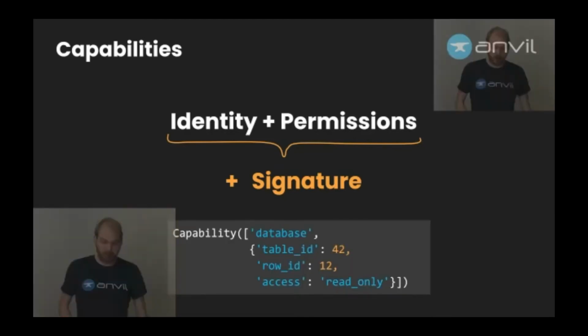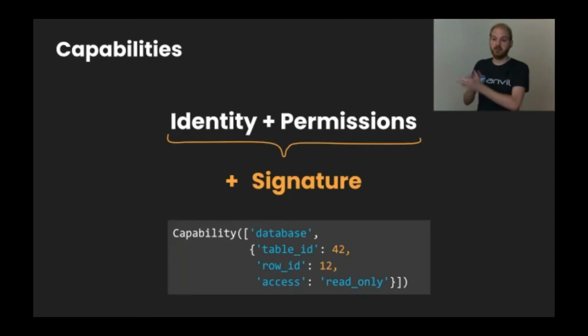And you can build these capabilities in code. So here's an example of one that scopes to the database table 42, row 12 with read-only access. And there's a bunch of library methods for checking that they match a pattern you expect before performing an action.